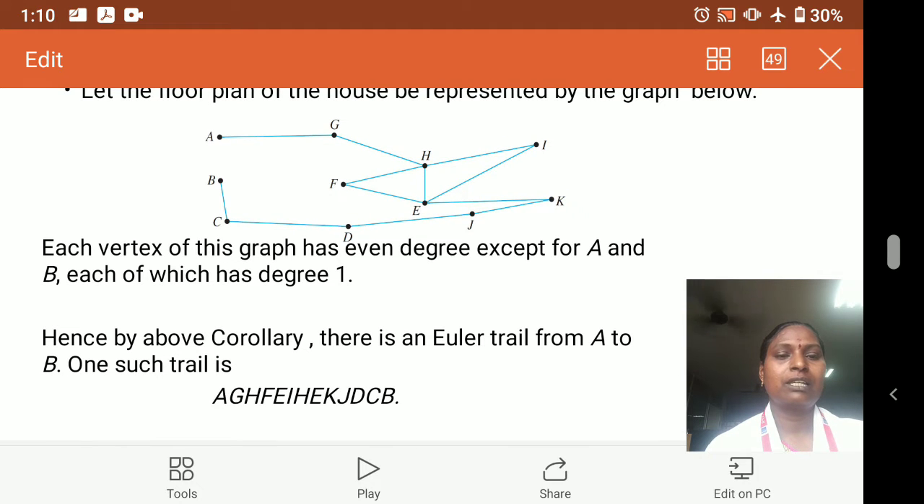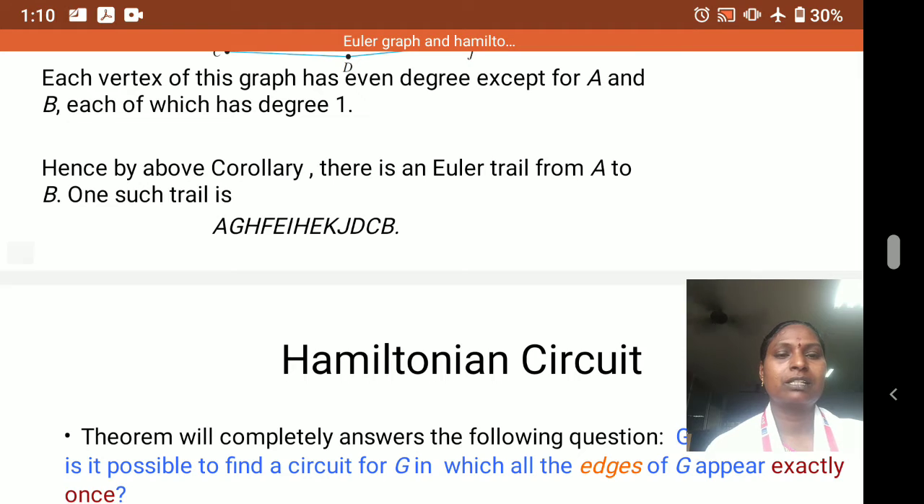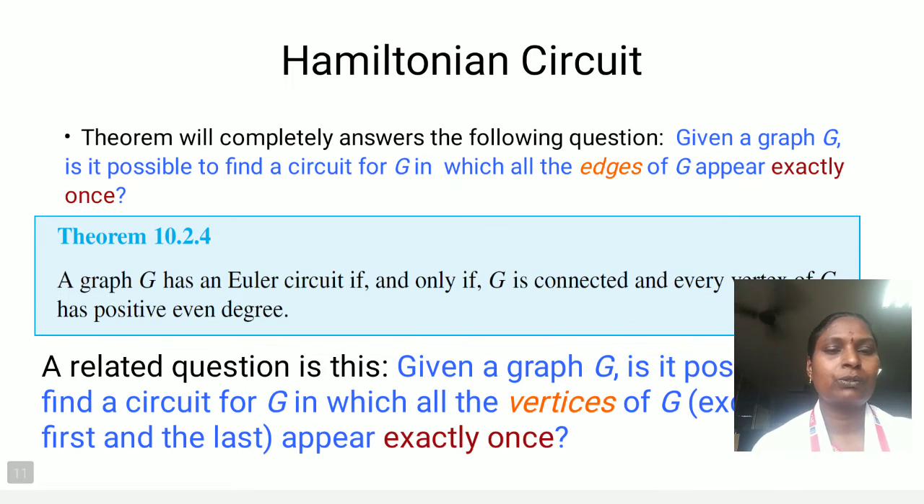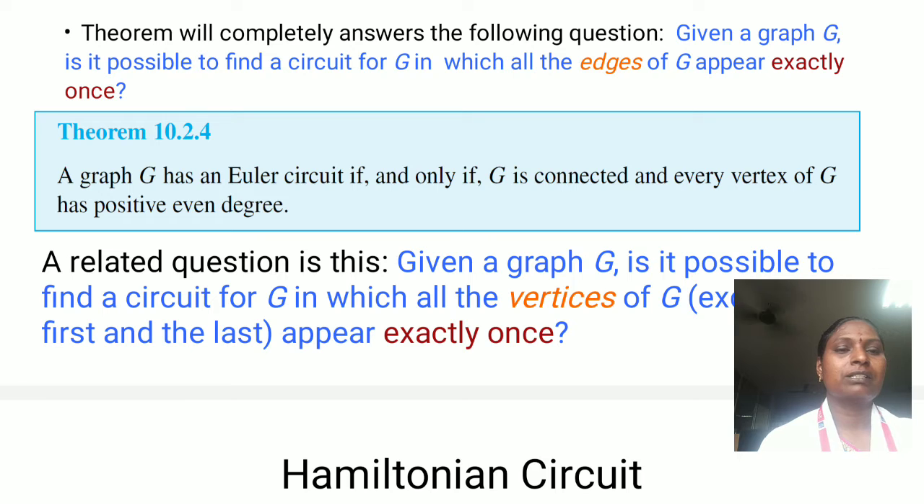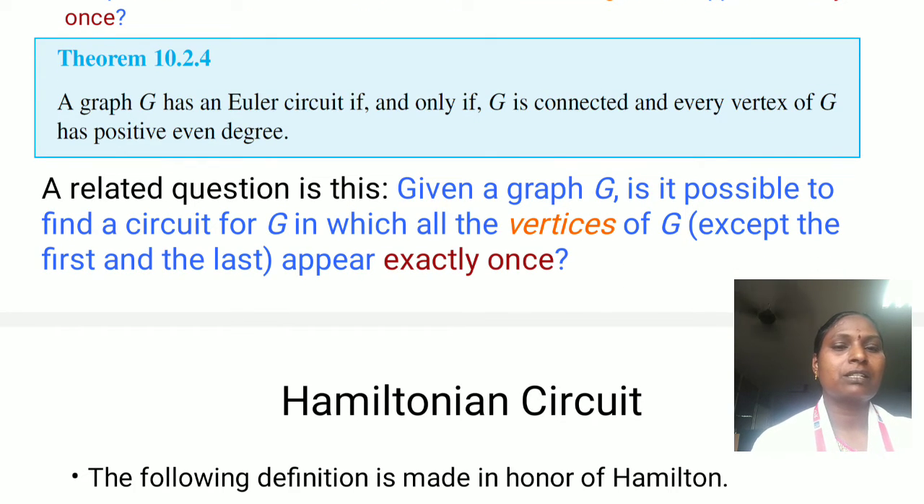You can see in the above graph that it is an Euler circuit. Now we are moving to Hamiltonian circuit. The theorem will completely answer the following question. Given a graph G, is it possible to find a circuit for G in which all the edges of G appear exactly once? Theorem: A graph G has an Euler circuit if and only if G is connected and every vertex of G has positive even degree.